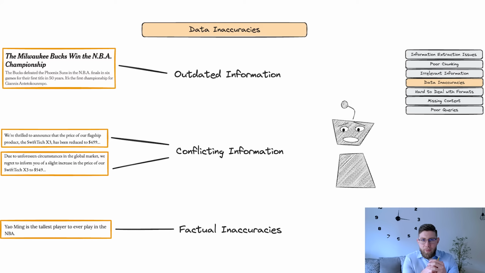Number 1, outdated information. An example on the left, the Milwaukee Bucks win the NBA championship. Now this was true, but it was true in 2021. And if, let's say, a user asked our bot a question, who is the current NBA champion, looking at the semantics, this section could very well be retrieved as relevant for that query, and our bot would be confused.